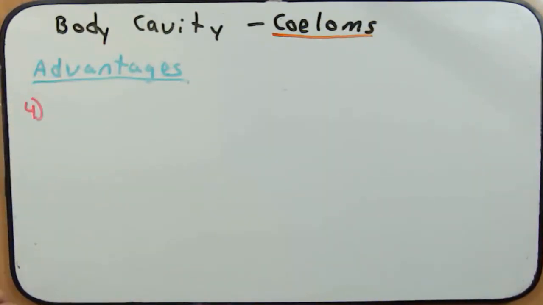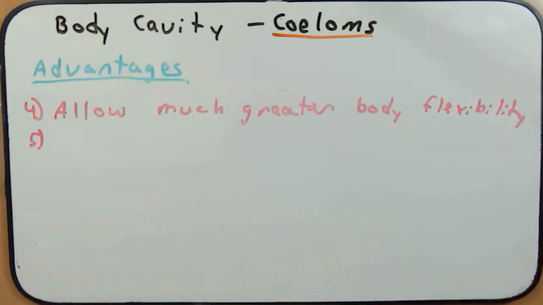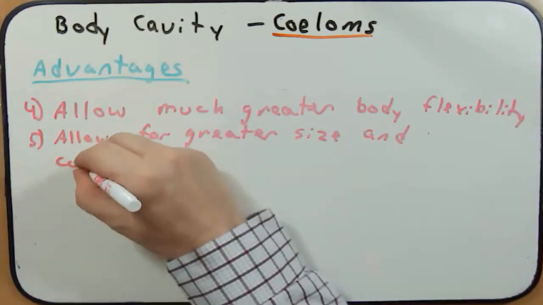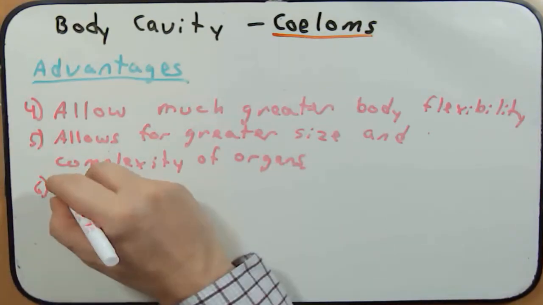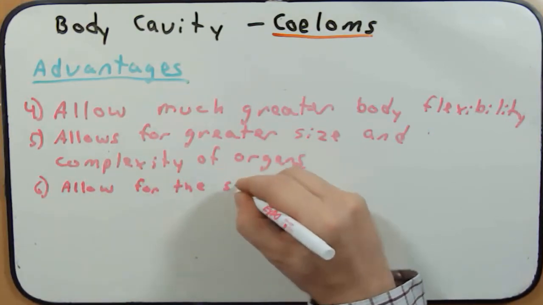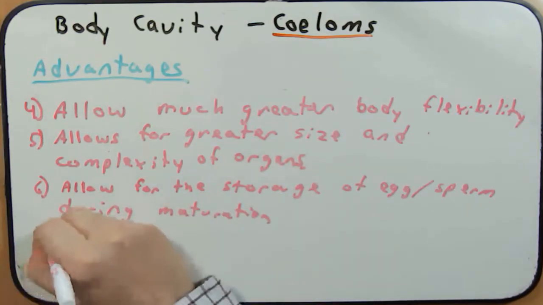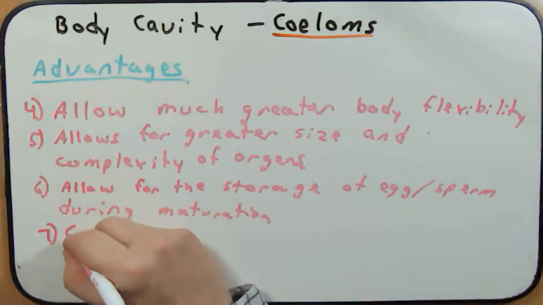Another advantage is that it allows for much greater body flexibility. It also allows for greater size and complexity of organisms. And two more advantages I want to list are that they allow for the storage of eggs and sperm during maturation. And then this last one is that these coeloms help to compartmentalize body parts.